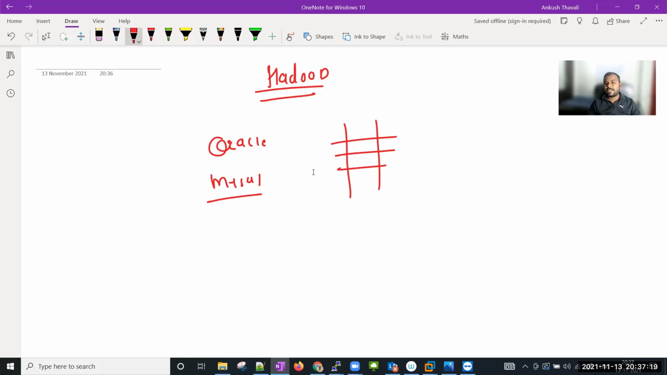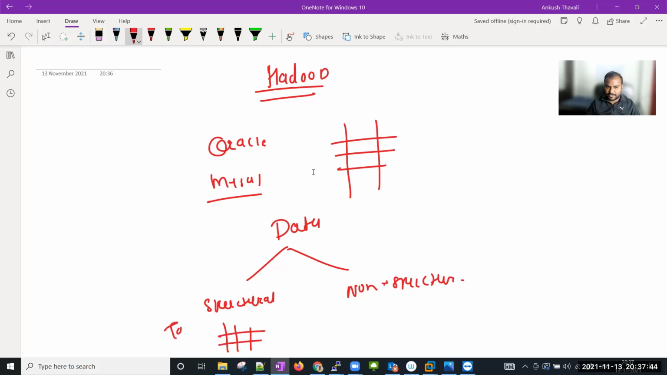So there are two types of data. If I just want to tell you about the data, there are two types of data. One we call a structural data. Another type of data we call a non-structural data. Now, what is structural data? The data which can be stored in the form of rows and columns, we call it structural data, like your table. That is structural data.